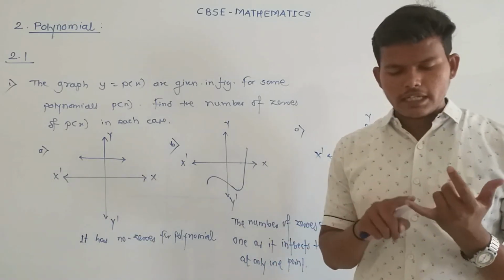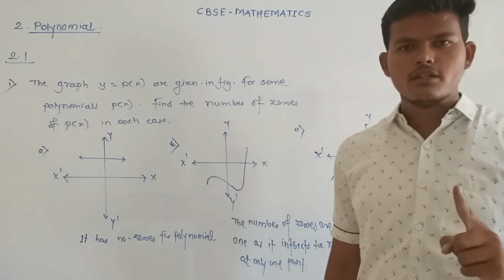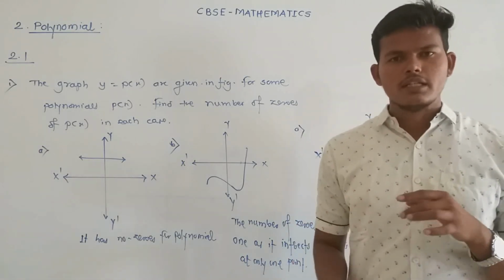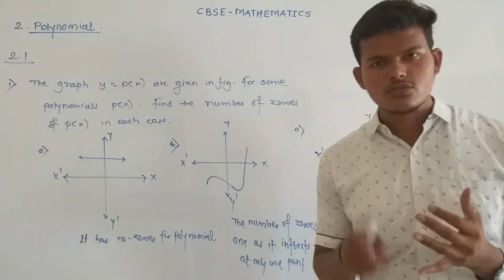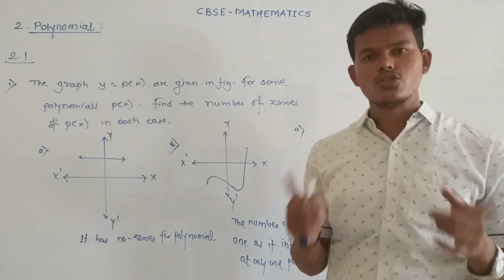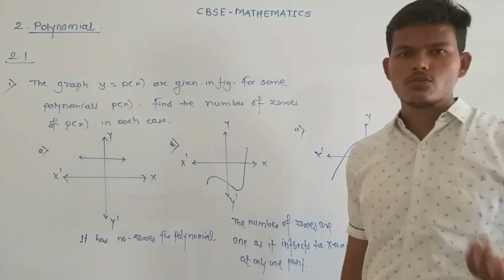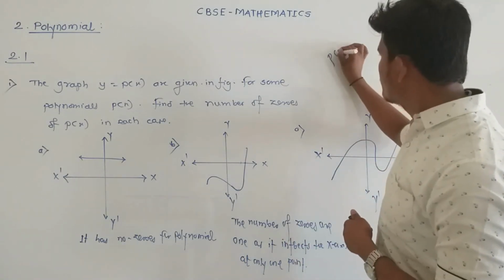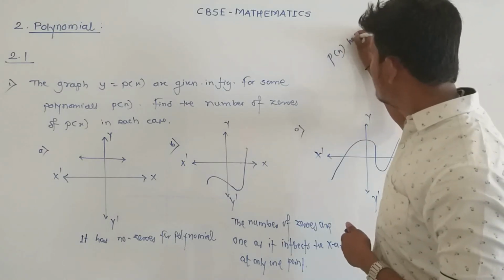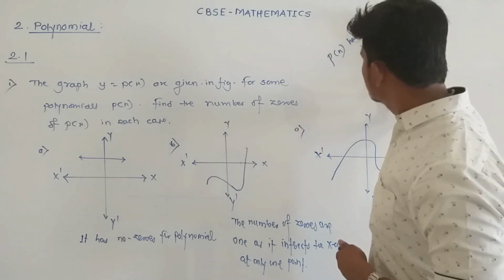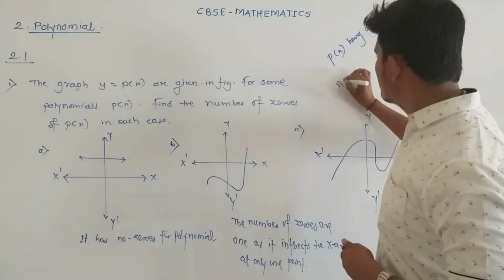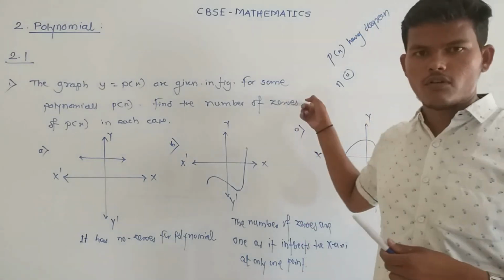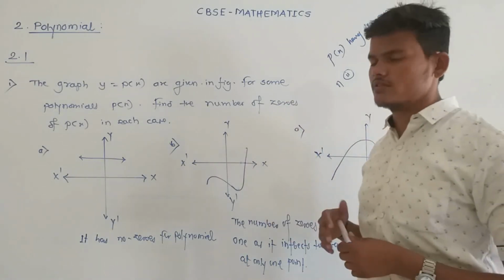Again, repeat: for a linear polynomial, at most one zero is there. For a quadratic polynomial, at most two zeros are there. But there are three cases: two distinct zeros, two equal zeros, that means one zero, and no zero. And for a cubic polynomial, at most three zeros are there. That means for every polynomial p of x having degree n, n is the maximum number of zeros for the given polynomial.